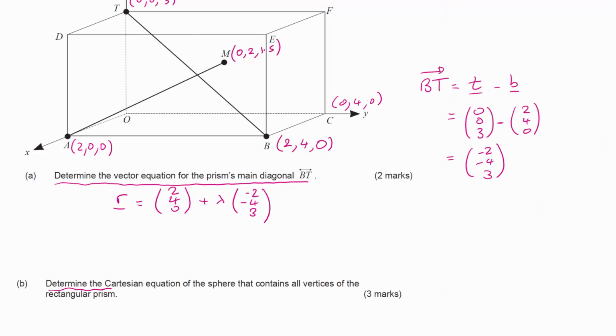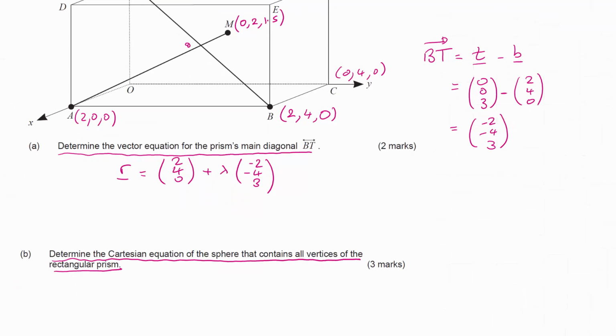We want to determine the Cartesian equation of the sphere that contains all the vertices of the rectangular prism. So the center of the sphere would need to be in the center of the prism. And that would mean that the center would be at (1, 2, 1.5), so it's halfway along here, and halfway up, which would be 1.5.